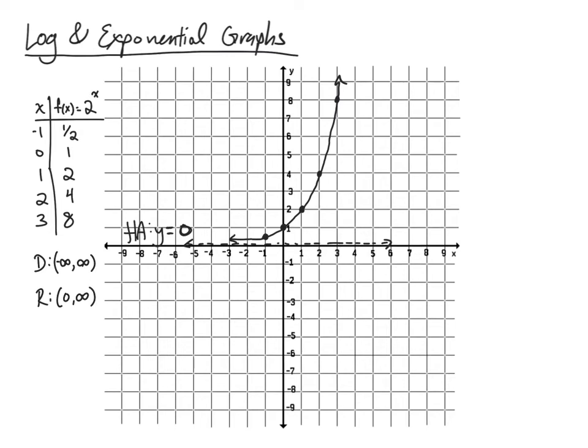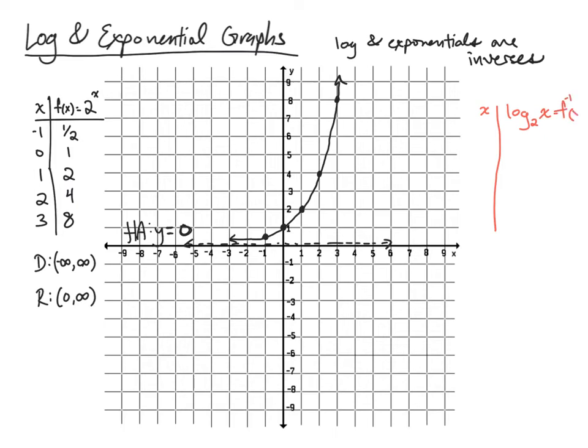How does this correlate over to a log graph? Well, to spill all the beans, logs and exponentials are inverses. And the big deal with inverses was that you swap all of the x's and all of the y's. So I'm going to make a log table here. We would have x, and remember the base of the exponential function will be the same as the base for the log function. So let's call this f inverse of x.